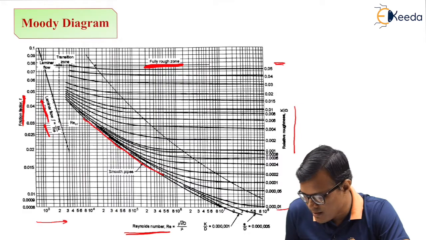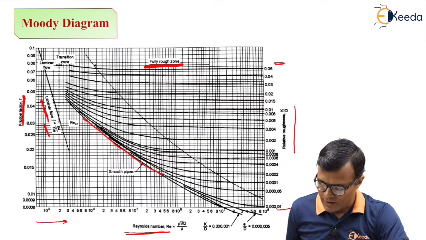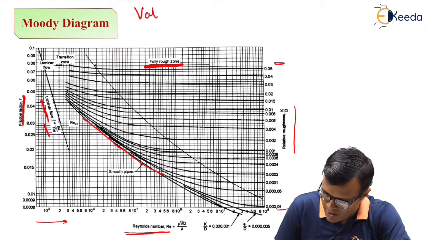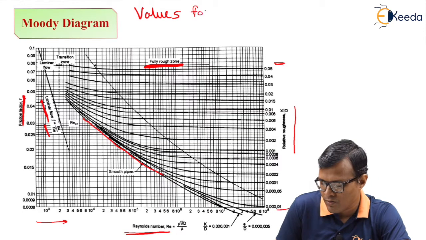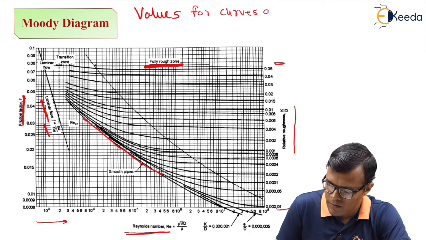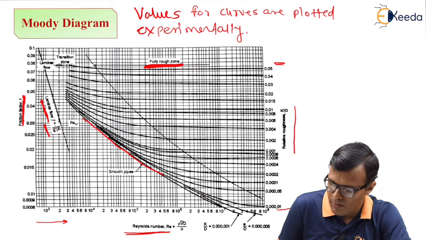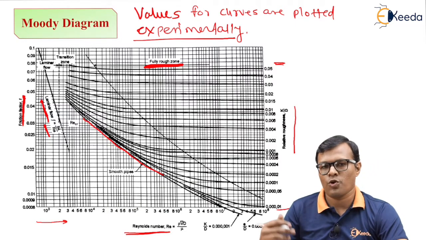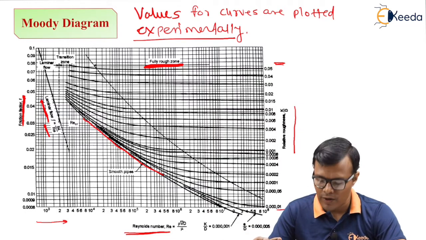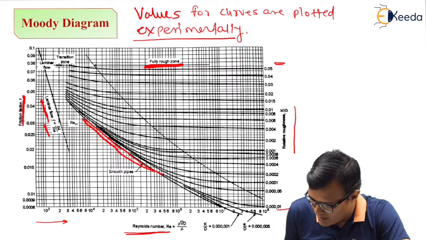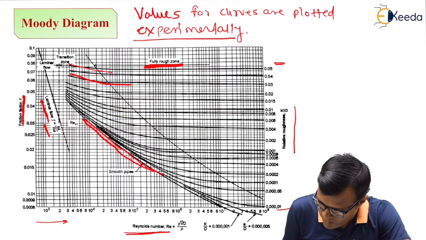I again repeat, these curves are obtained by considering log paper, and the values are plotted experimentally. After so many experiments we have obtained only one curve, and this diagram is the combination of so many curves. Say for example, I have drawn one of the curves like this, one of the curves like this, one of the curves like this.